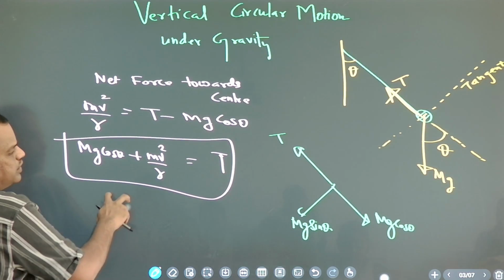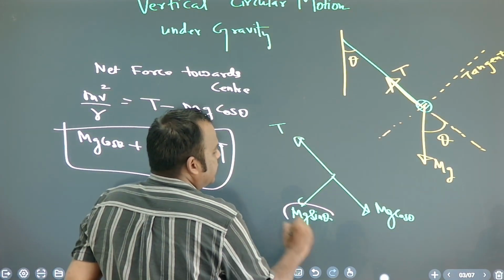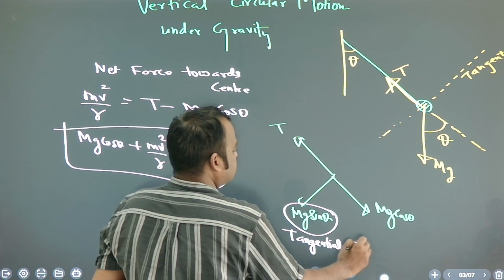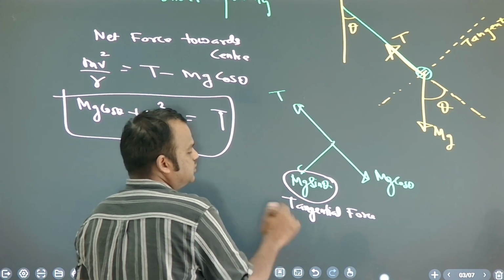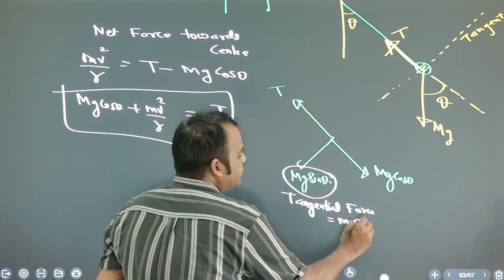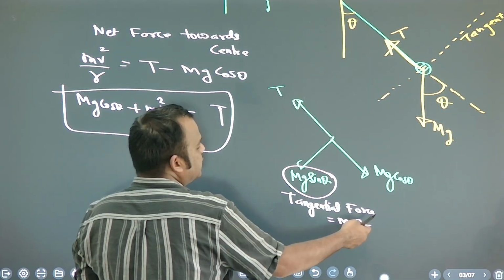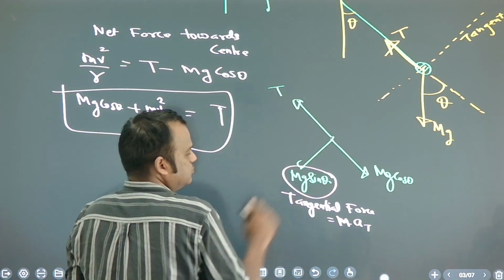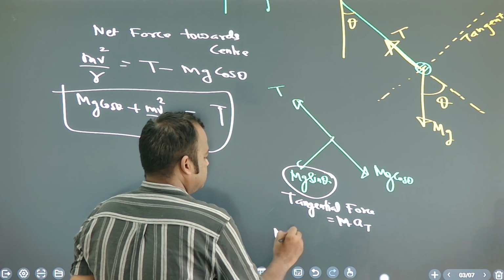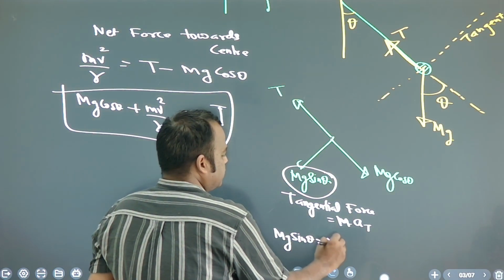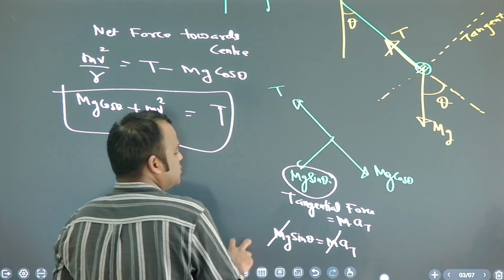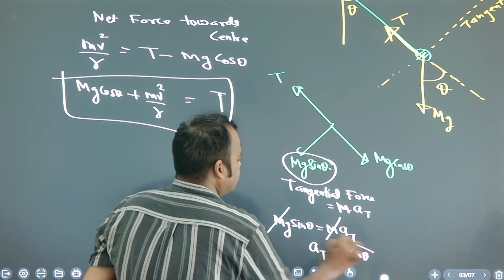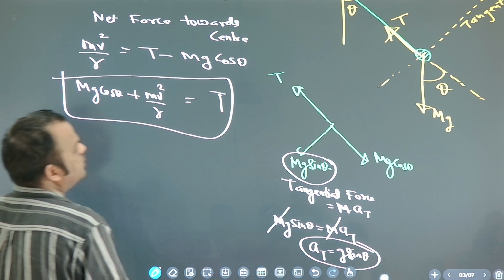Okay, tension is okay. And what is the tangential force? This is tangential force. So tangential force is equal to mass into tangential acceleration. So what is tangential acceleration here? So mg sin theta is equal to ma. So what is tangential acceleration here? g sin theta. Tangential acceleration is g sin theta.